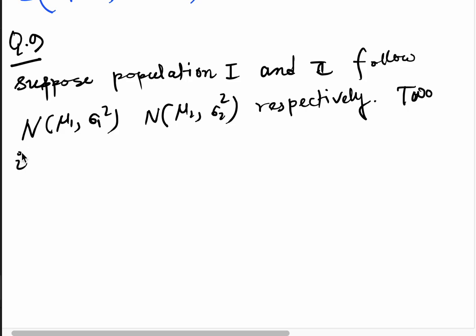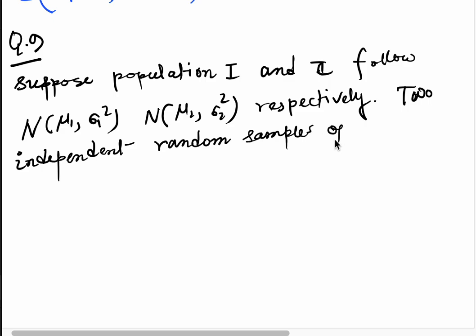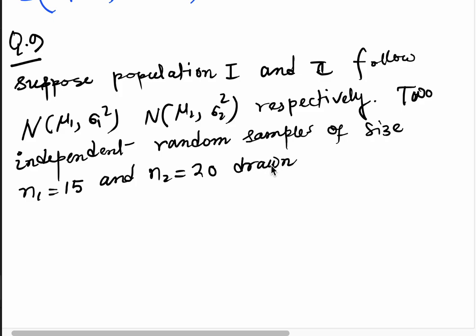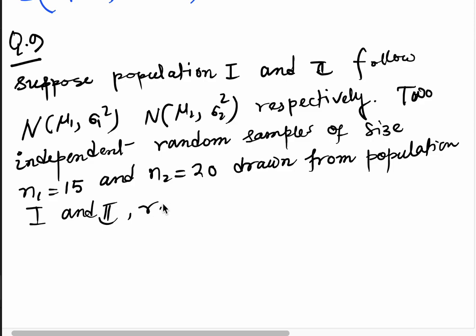Two independent random samples of size n1 equal to 15 and n2 equal to 20 are drawn from population 1 and 2 respectively.